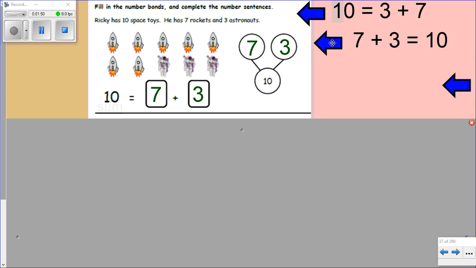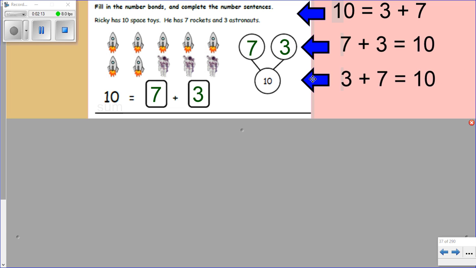How about another way? Here's another equation to represent this information. You could start with the addends and have the sum come at the end. 7 plus 3 equals 10. What do you think this equation will be? Here we go. It's 3 plus 7 equals 10. Just like before, you can just switch the order of the addends when you add. So it could be 7 plus 3 or 3 plus 7. And either way, your sum would be 10.